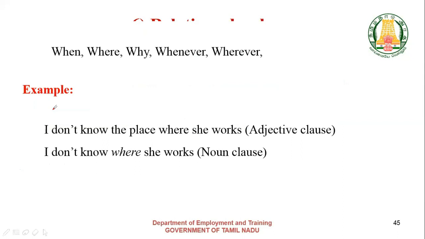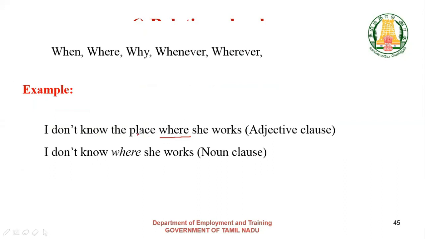Examples for the adverb: when, where, why, whenever, wherever. Yes, these are a few examples of relative adverbs. Let us have an example. I don't know the place where she works. Here, the WH word where comes in between the sentence just to relate the place.